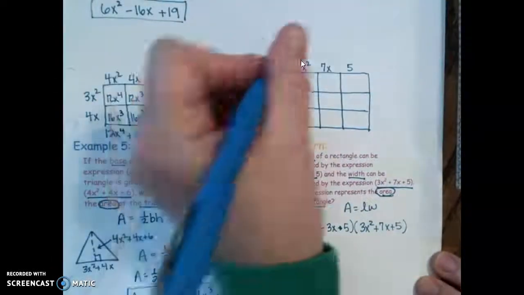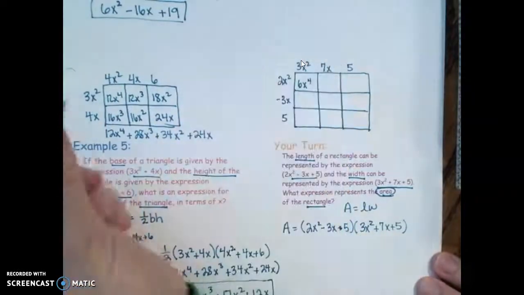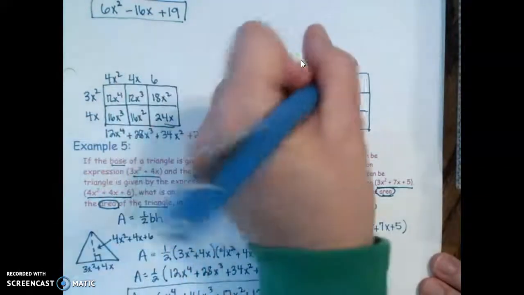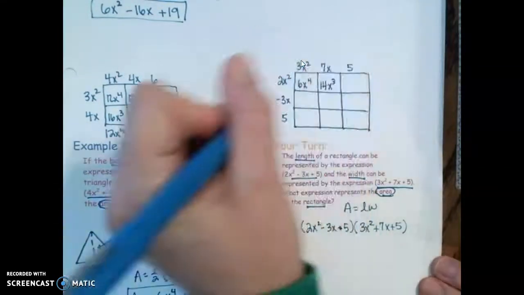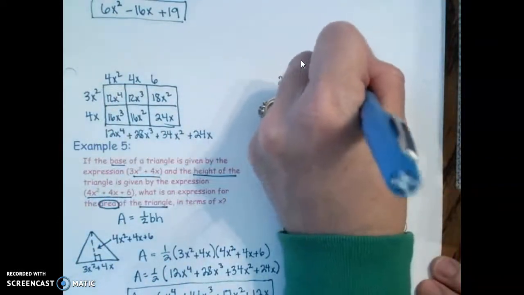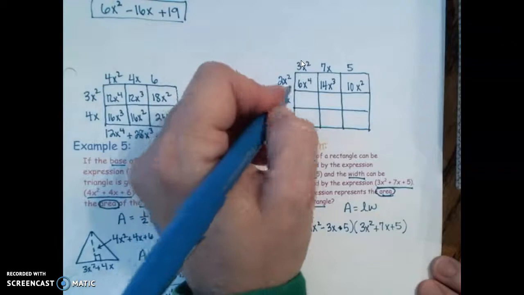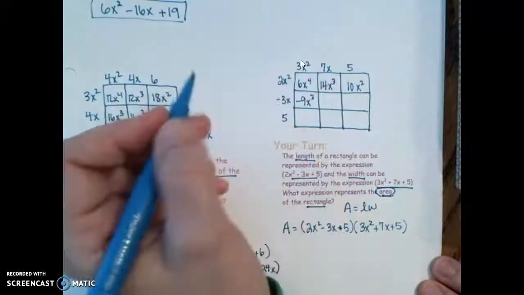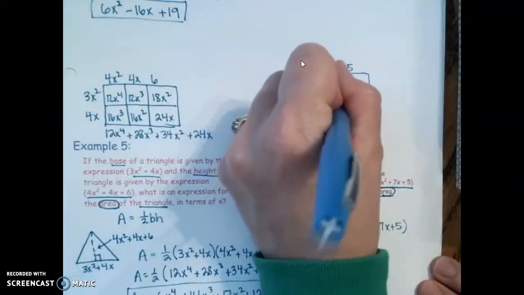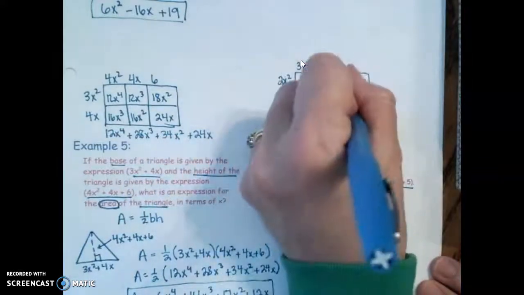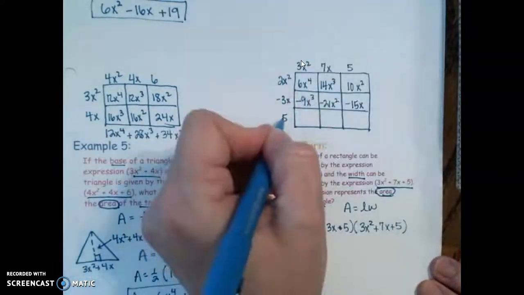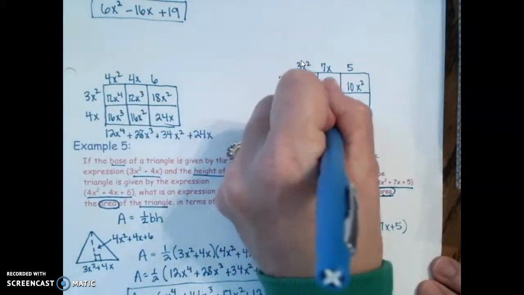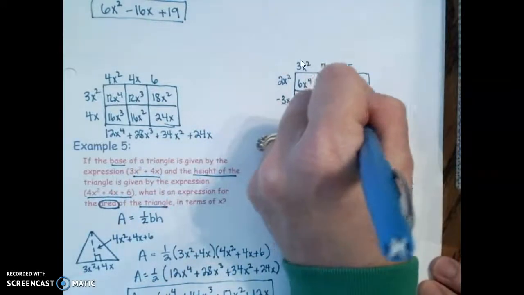So 2x squared and 3x squared would be 6x to the fourth, because we're multiplying coefficients, adding exponents. 2x squared and 7x is going to be 14x to the third. 2x squared times 5, 10x squared. Negative 3x times 3x squared is going to be negative 9x to the third. Negative 3x times 7x is negative 21x squared. Negative 3x and 5 is negative 15x. Last row, 5 times 3x squared is 15x squared. 5 times 7x is 35x. And then 5 times 5 is 25.